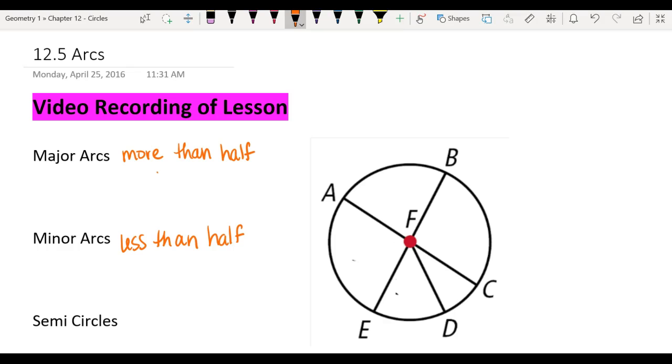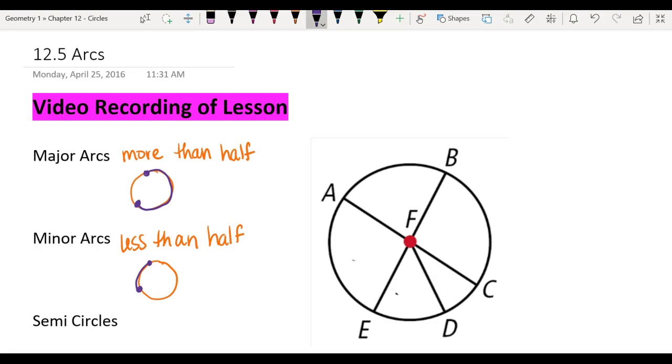Okay, so in a circle, a major arc would be something like that. And then the minor arc with that would be from there to there. That's the minor arc. Okay? Today they'll be naming major arcs and minor arcs.